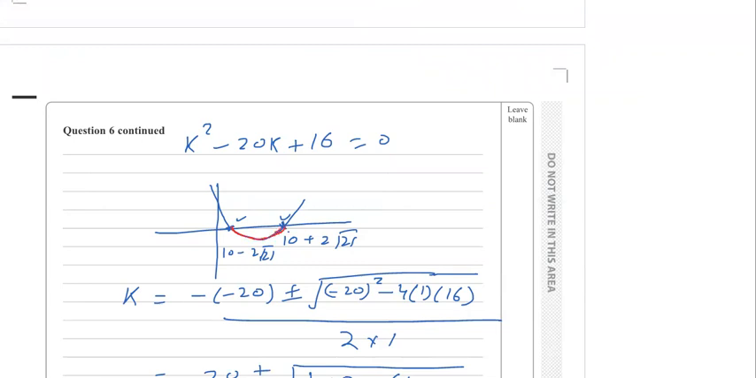As we are looking for a value less than 0 for this curve, the less than 0 value will be here. So the range where it is less than 0, that is going to be: k should be greater than 10 minus 2 square root of 21 and less than 10 plus 2 square root of 21. So that will be the range. That is the end of this question.